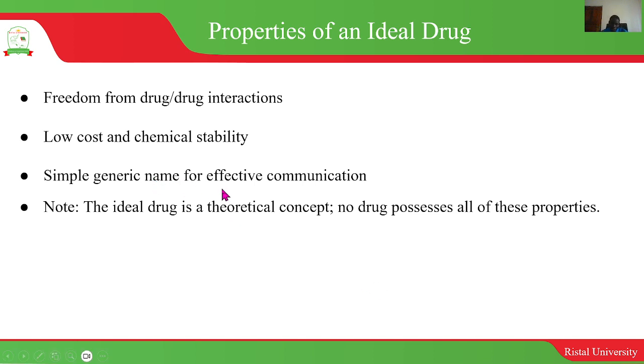Simple generic name for effective communication. Again, this is one of the important points. The same drug should be known, if not worldwide, with just the same name, for ease of uniformity and for ease of people understanding its uses and the diseases that it treats. Note the ideal drug is a theoretical concept. No drug possesses all of these particular properties.